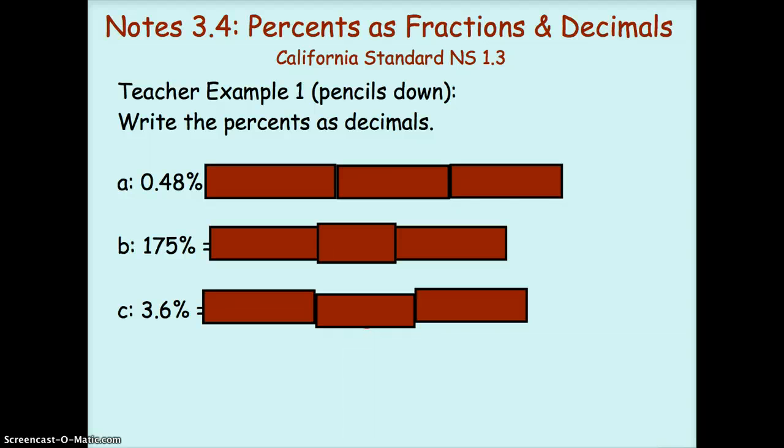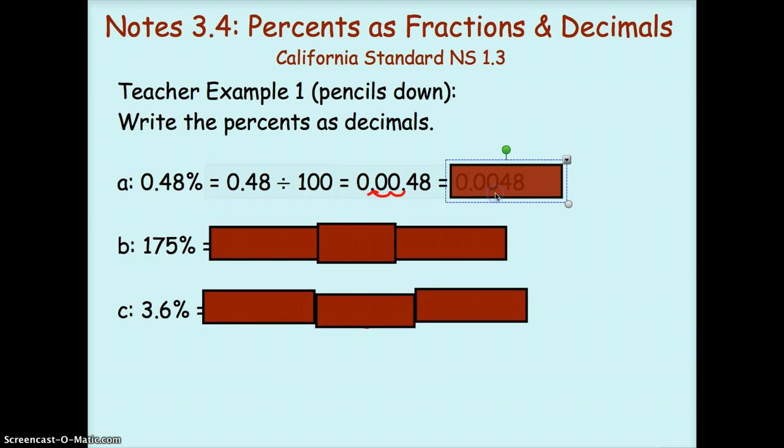Okay, teacher example 1, pencils down. Write the percents as decimals. Easily enough, all I need to do is move my decimal point 2 places. Since this one already has a decimal point in it, and when we turn it into a decimal we're making it smaller, you go 2 places to the left. You're dividing by 100, 2 places to the left, and you end up there.